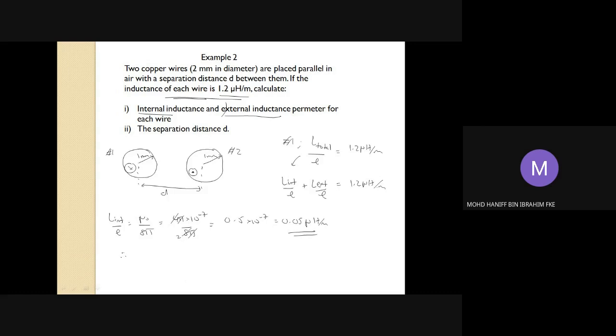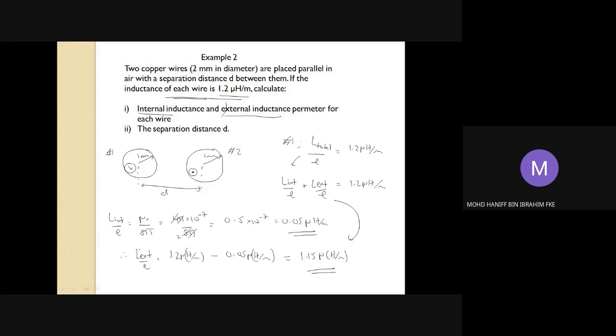As such, the external inductance per unit length will simply be the total inductance per unit length, which is 1.2 microhenry per meter based on the given information in the question, minus the internal inductance per unit length, which is 0.05 microhenry per meter. So we end up with the external inductance per meter equal to 1.15 microhenry per meter.